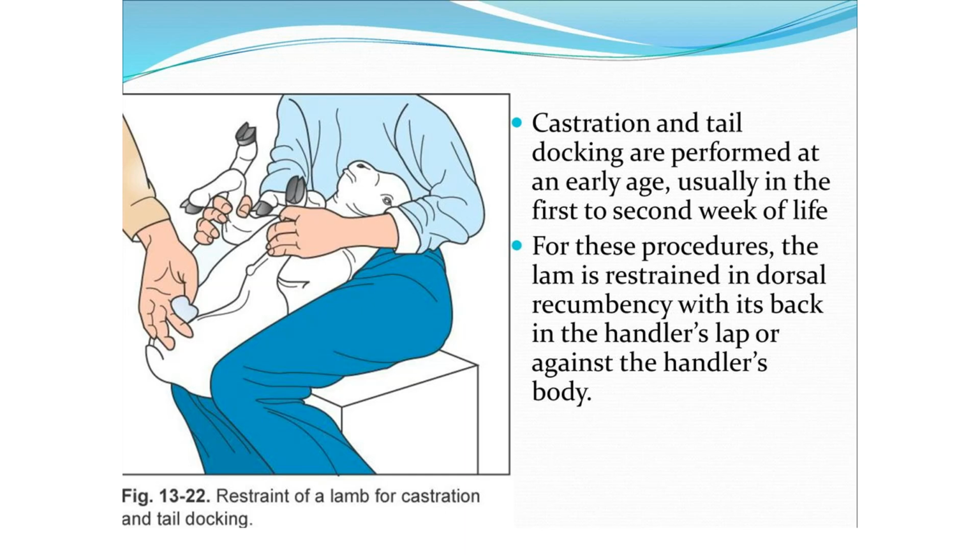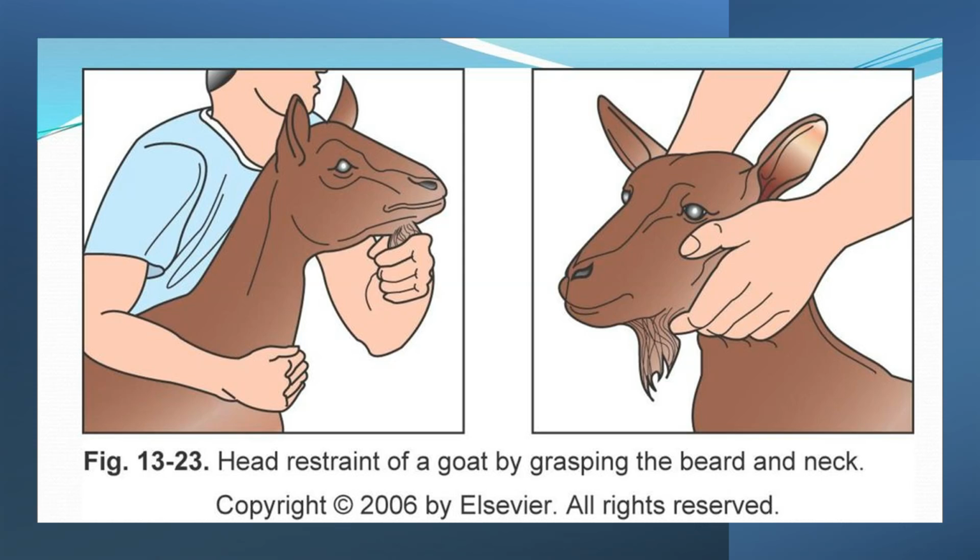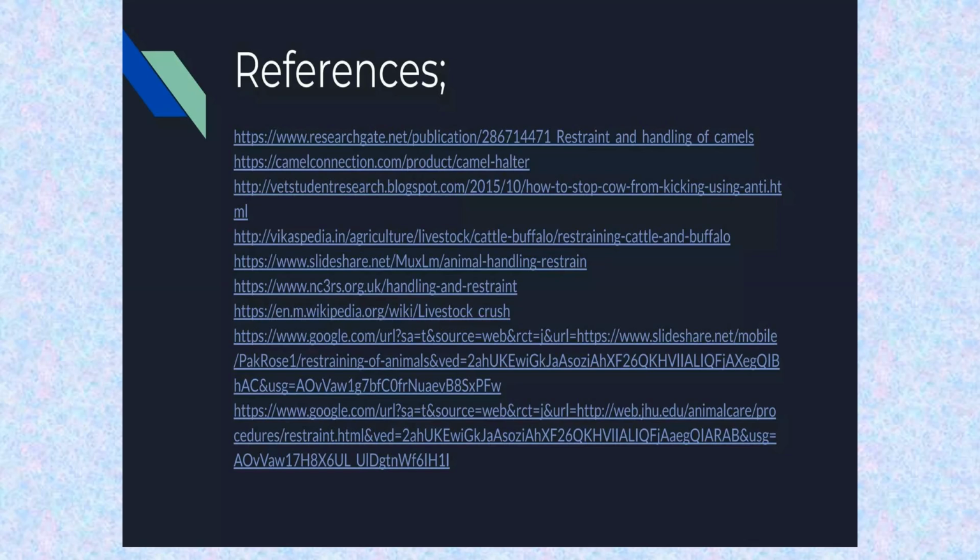Then this is the method for restraint of the lamb for castration and tail docking whenever it is required. Both hind limbs should be held very firmly. Then the tail needs to be cut properly, or the castration can also be done. Then this is the method of holding goats, especially by the beard and neck. Then there are certain references on how you can go further with holding.